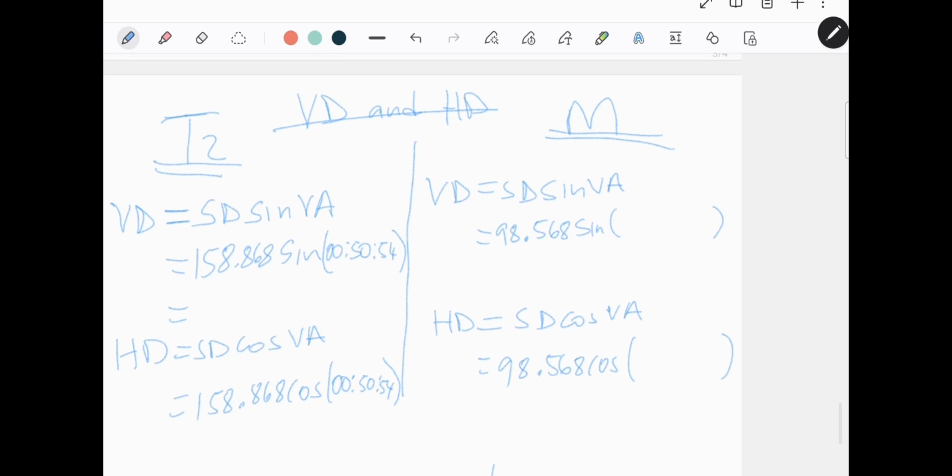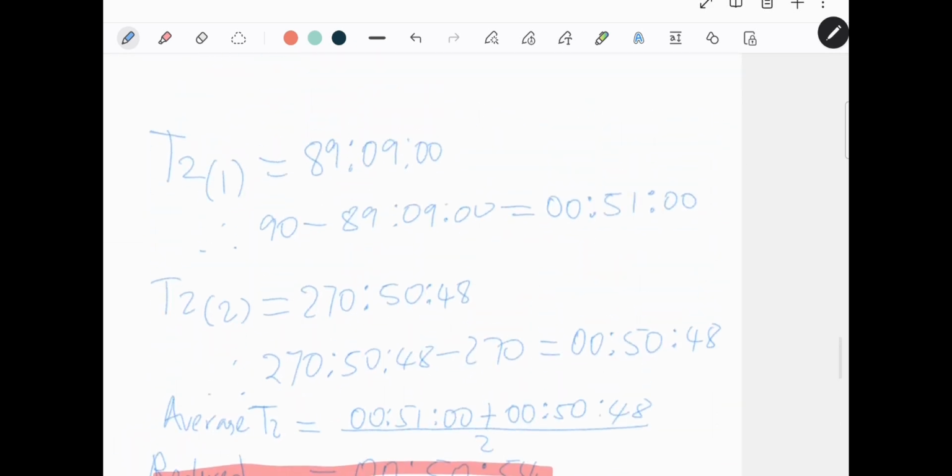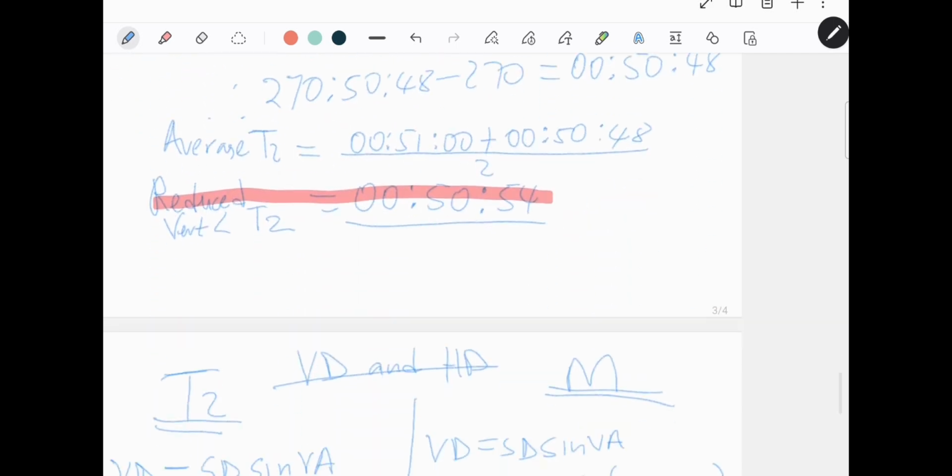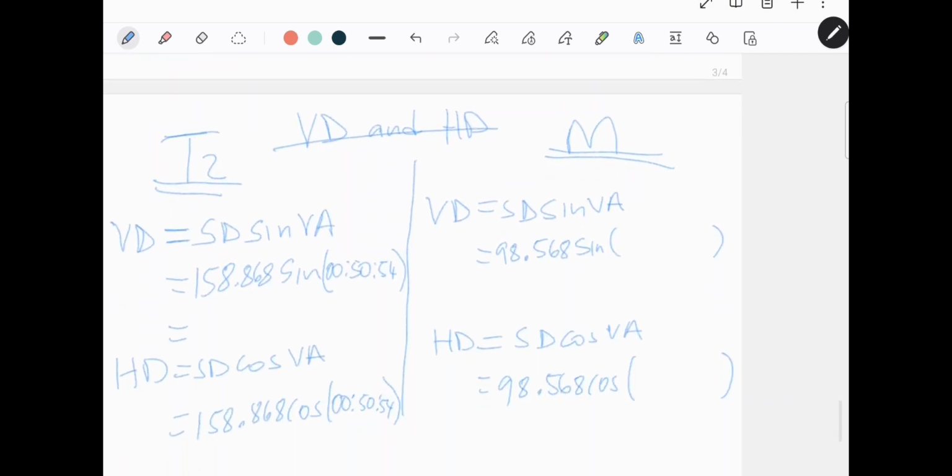For M, we had a different vertical angle. So for M, it's this one. It was negative 0, 0, 35, 18. Negative 0, 0, 35, 18. So you just punch these things and you get your numbers here.